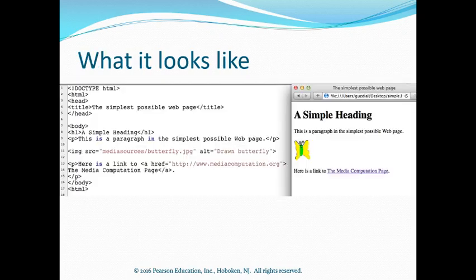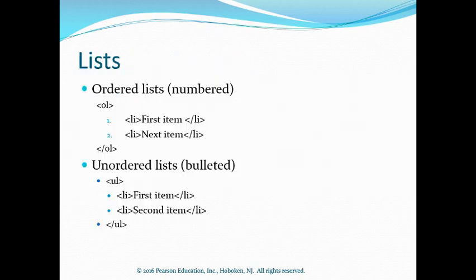So what does it look like? We've all seen these links before, right? They're underlined, they're purple or bluish or whatever color they are. So in this example, we can see that in the paragraph tag, they have an anchor tag, right? And it points to mediacomputation.org, and then the part that's clickable itself is the words the media computation page, because it's in the anchor tag.